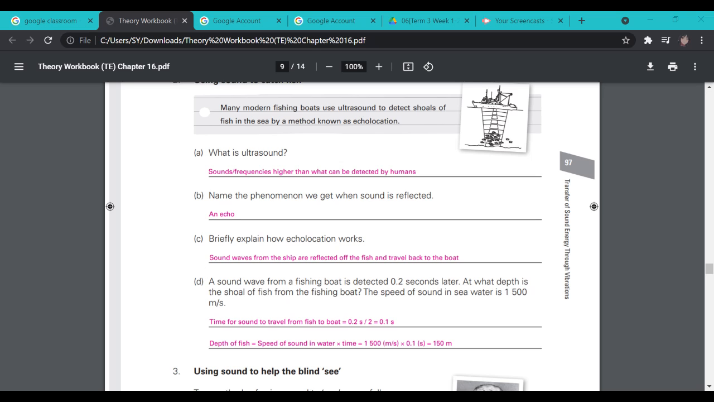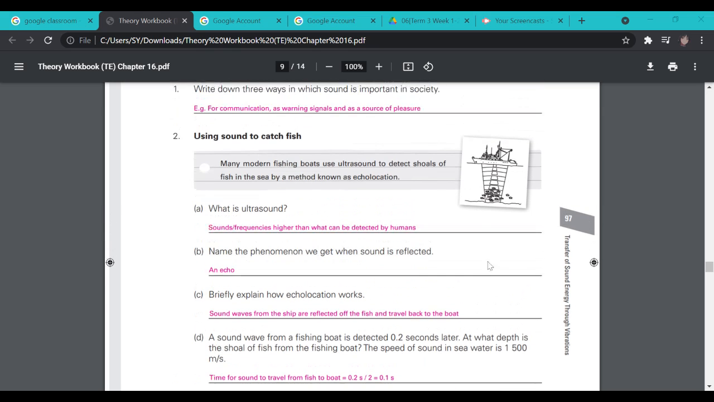So the fishing boat sends a sound wave and it is detected 0.2 seconds later. So at what depth is a shoal of fish from the fishing boat? And we know that the speed of sound given here is 1,500 meters per second. So in order to calculate the depth, like the distance-time graph, in order to find the distance, you always use the speed times the time. But the problem is this sound wave detected at 0.2 second is actually the sound wave from the boat that travels to the fish and from the fish back to the boat.